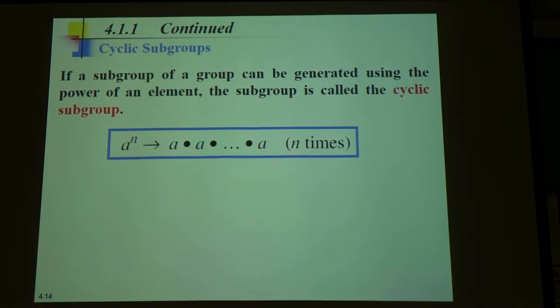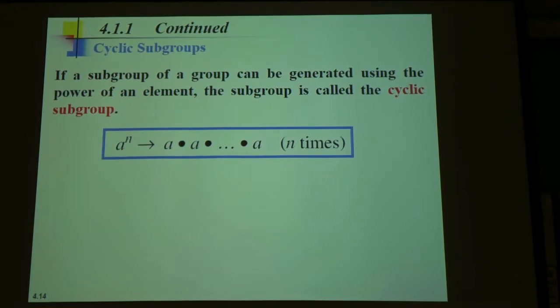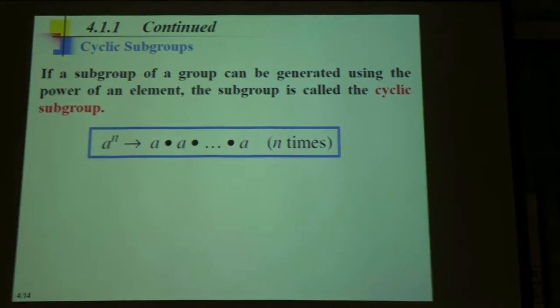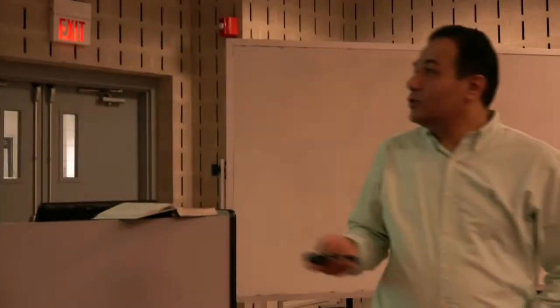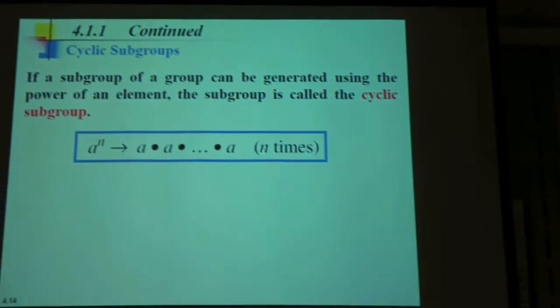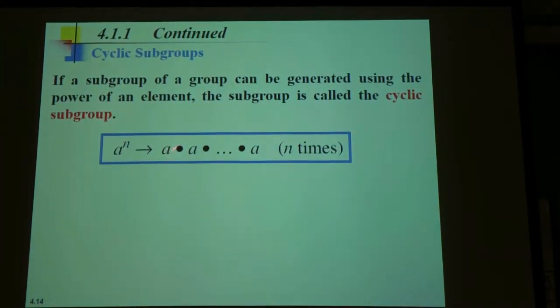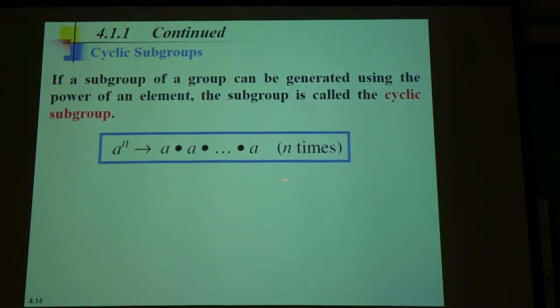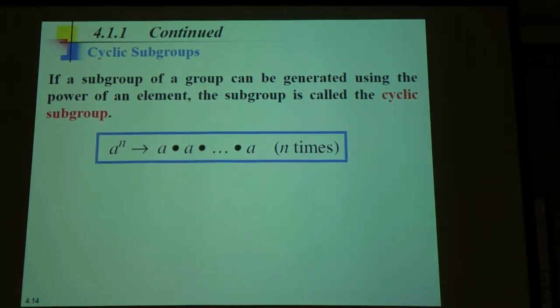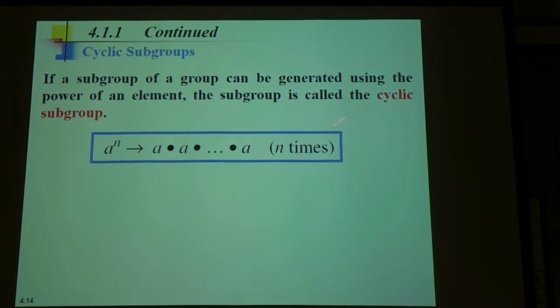So let's talk about cyclic subgroups, where the operation repeats. So when we say, for example, A to the power n, that means it will repeat how many times? N times. So this will be A operation A, n times. So a subgroup of a group can be generated using the power of an element. So in the subgroup, what's the first condition for a group?